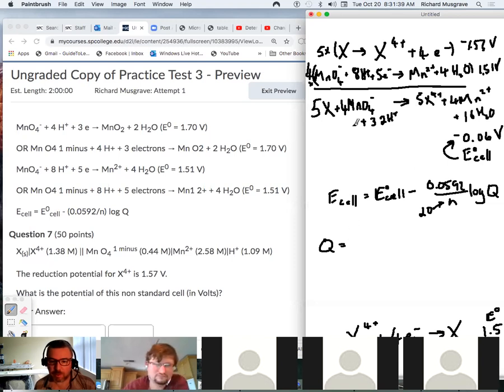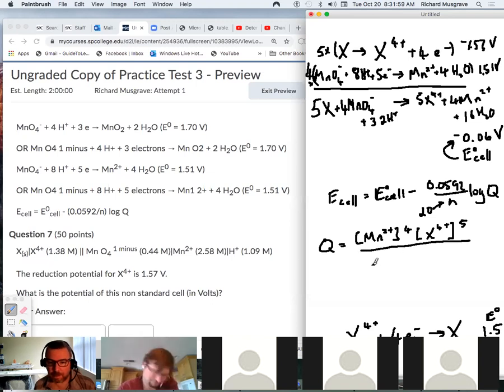The Q value here is going to be based on what you see in the equation. And it's going to be, let's see, products over reactants: Mn2+ to the power of 4, times the other ion to the power of 5, over MnO4- to the 4th and H+ to the power of 32.